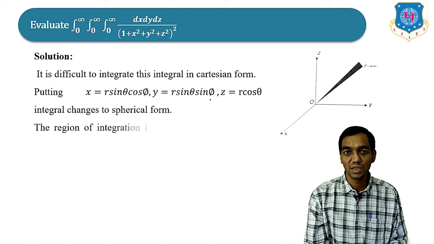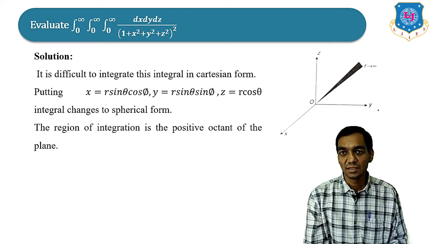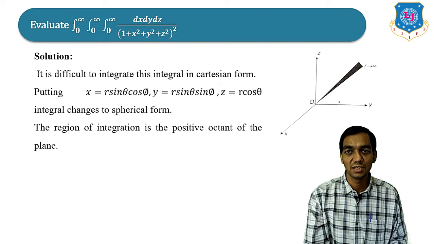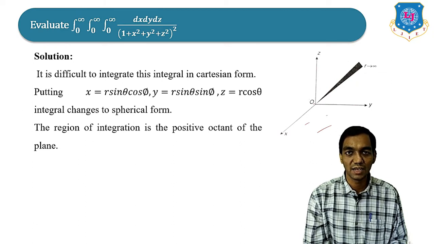Now, changing into the spherical coordinate, you will have the first octant. See, this is your first octant because x has a limit from 0 to infinity, y has a limit from 0 to infinity, and z also has a limit from 0 to infinity. That means you have the first octant region. All three of x, y, and z are positive.